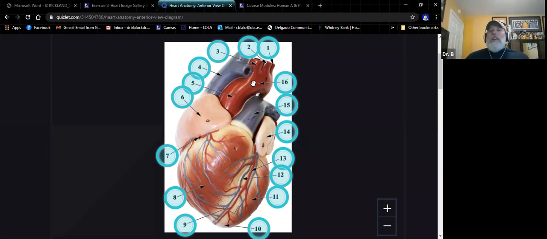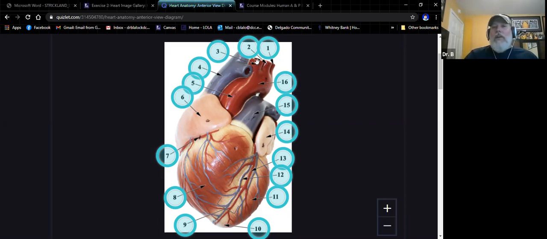Then it's going to pierce through the diaphragm and get into the abdominal cavity. Guess what it's going to be then? The abdominal aorta. It's the same vessel. We didn't branch off or anything. We're just renaming it based on location. So we've got the ascending aorta right here, and then we have the aortic arch right there.